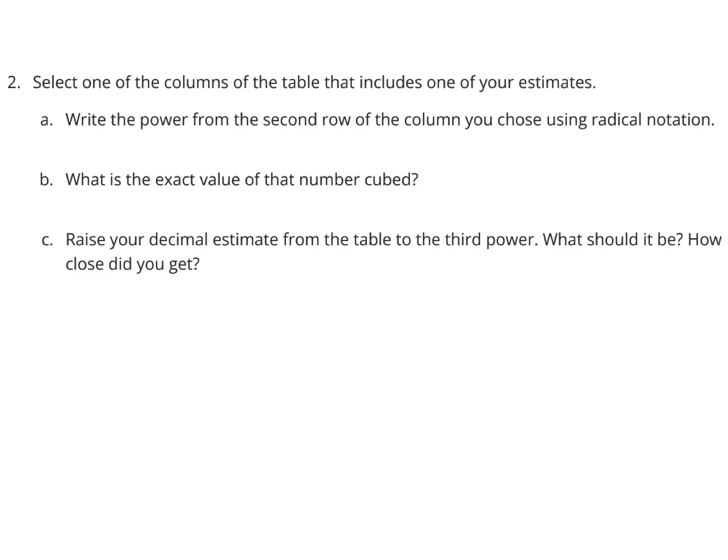All right, select one of the columns. Write the power from the second row of the column that you chose using radical notation. What is the exact value of the number that is cubed? So if I take one like 2 to the 1/3, I know the top is my exponent. The denominator is my root. So this is the cube root of 2 to the first power. The exact number is the cube root of 2 to the first power.